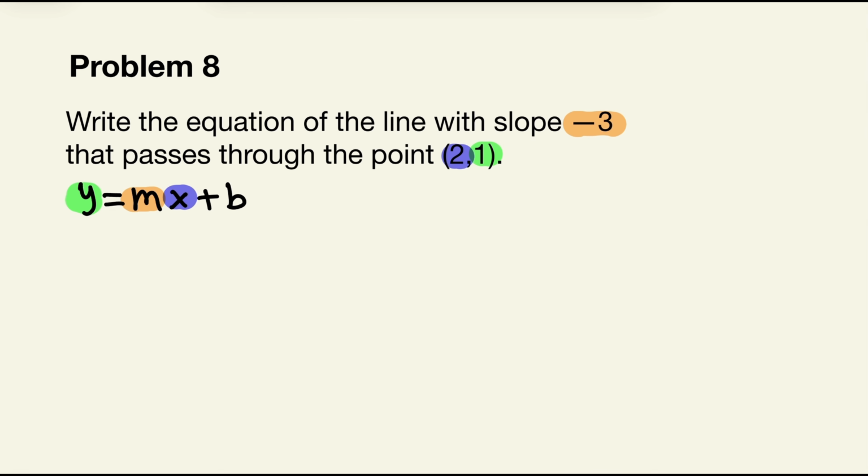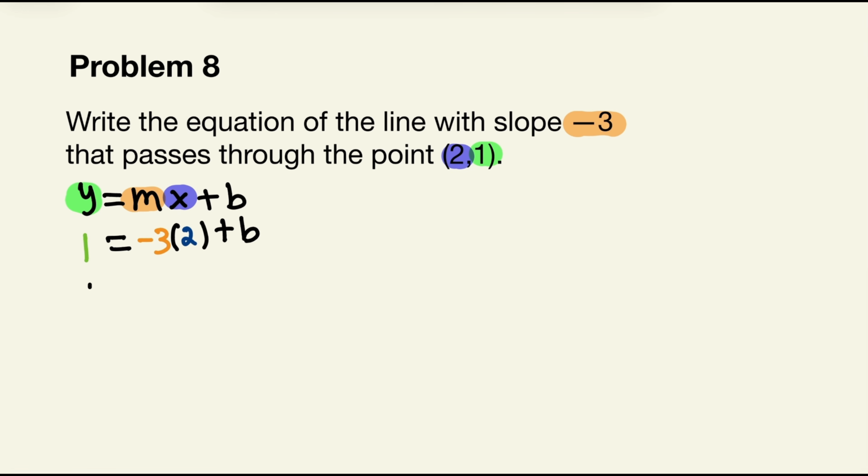So we have 1, and set that equal to m, which is -3, which is the slope, times x, which is 2, plus b. All right, so as you can see here, we're solving for b, which is the y-intercept, right? Because you have everything else you need for the equation. But let's go ahead and finish solving this.